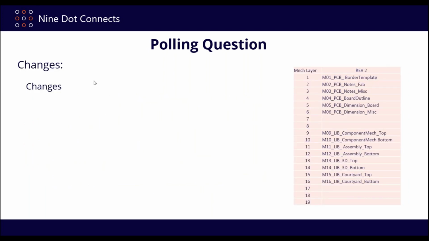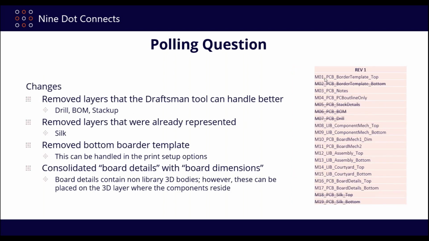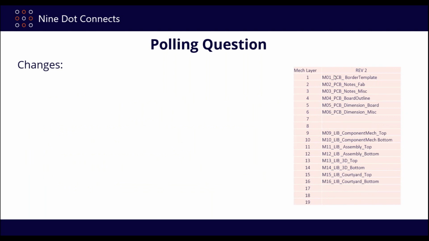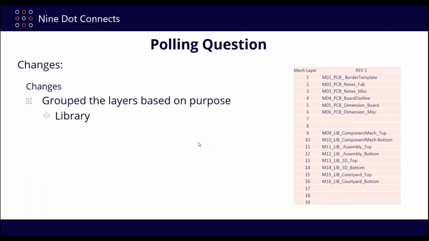Okay, so in addition to those changes, what we did was we grouped the layers based on purpose. Let me jump back up here for a minute so you can see this, because if you look here, some of these are based on PCB, some of these are based on library, and they got kind of mishmashed in with each other. So what we said was, let's make sure we put the PCB ones together, and let's put those that are specifically related to the library or component together, and that's what we did here. So we grouped them based on library or based on their layout needs.